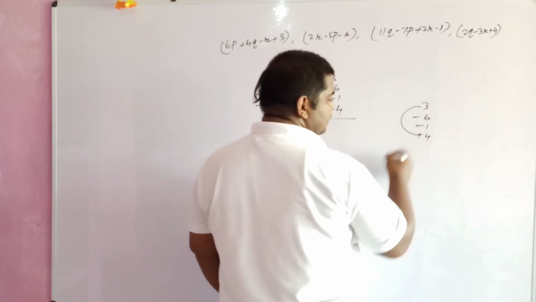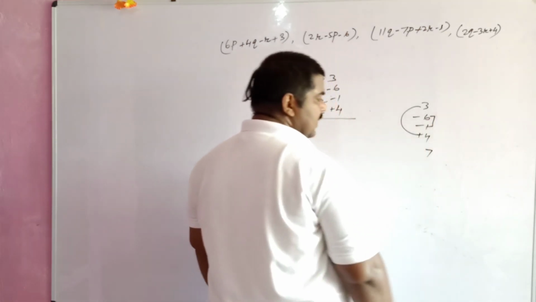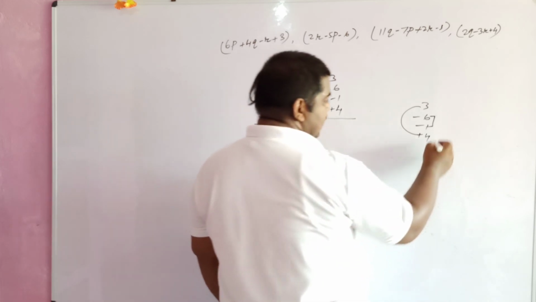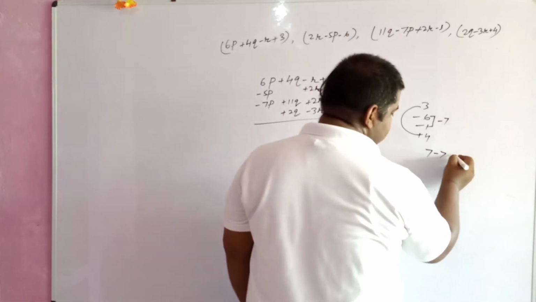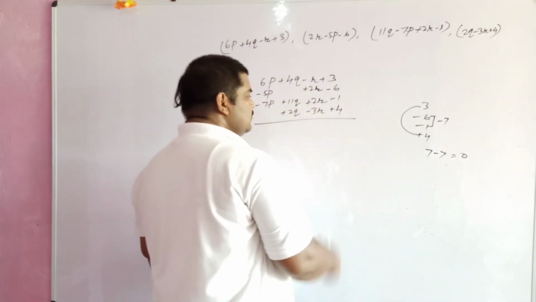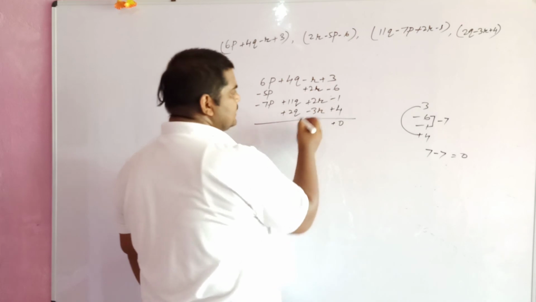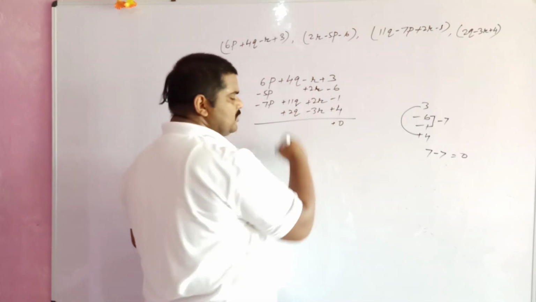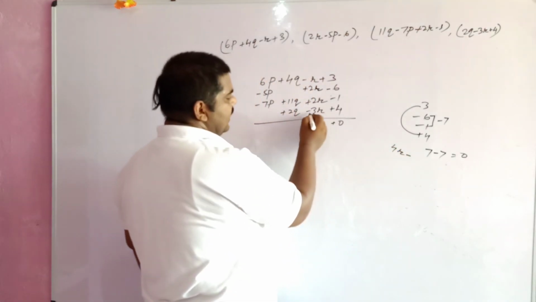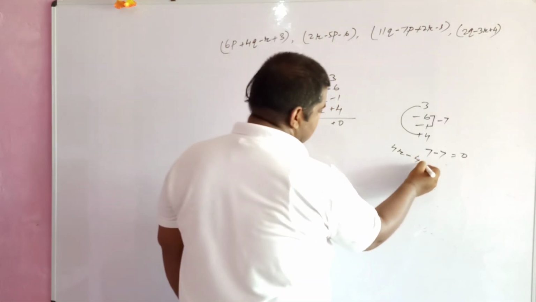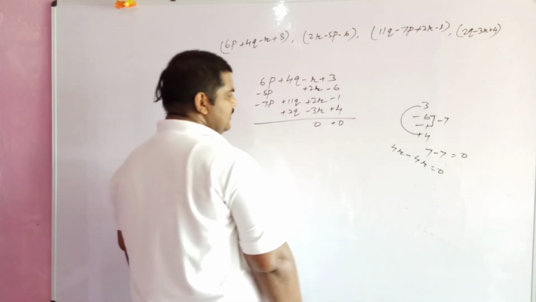At first you add these two positive terms, and what is its value? 7. Then these two negative ones, and the result is minus 7. And you know very well that 7 minus 7 is equal to 0. So here the result is 0. In the second case, you can see that 2r plus 2r, how much? 4r. Minus and minus, 3r minus r is 4r, result is 0. So in the second case, the result is 0.